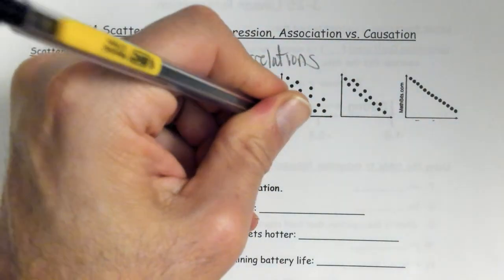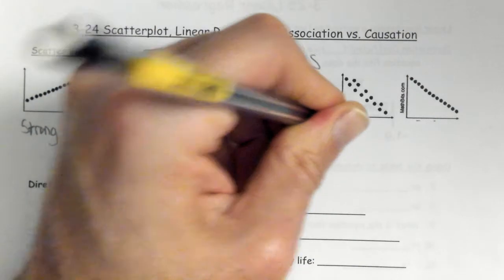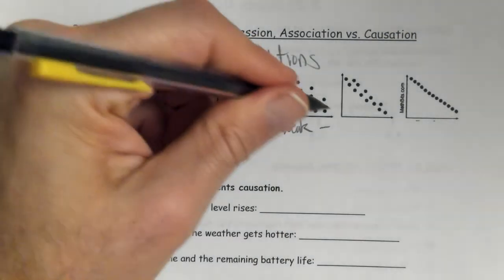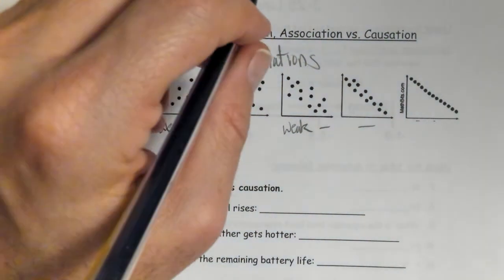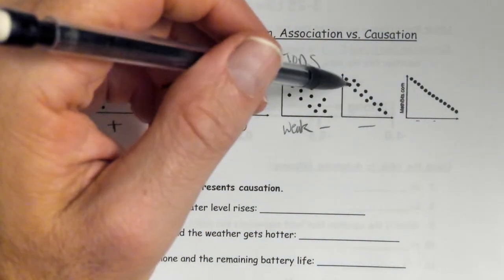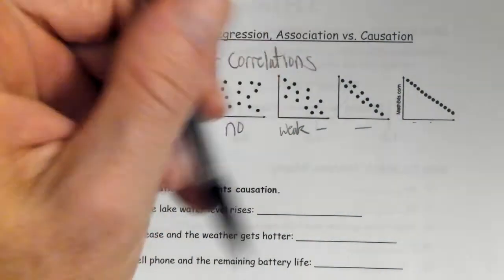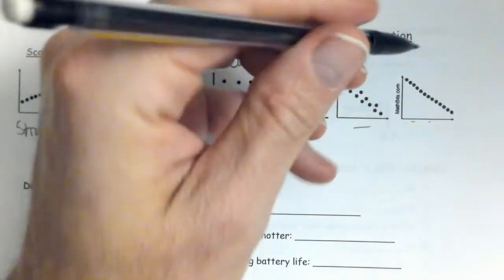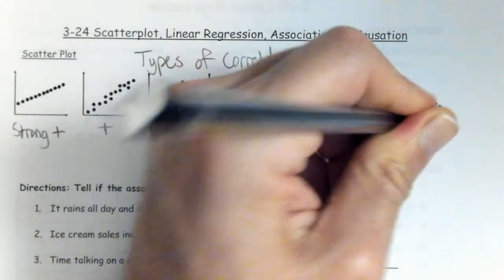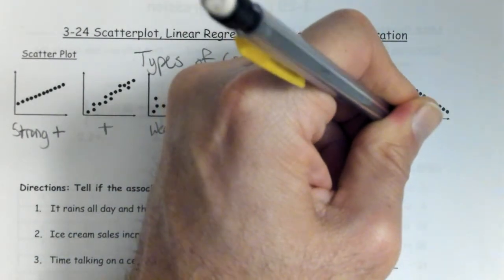We'll call this one weak negative. This data has a weak negative correlation. We'll just call this a negative correlation. It really doesn't necessarily fall in the category of strong or weak, or it could be described as either one. It's, in other words, too close to call one or the other. And this one is almost in a straight line, so we would definitely call this a strong negative correlation.